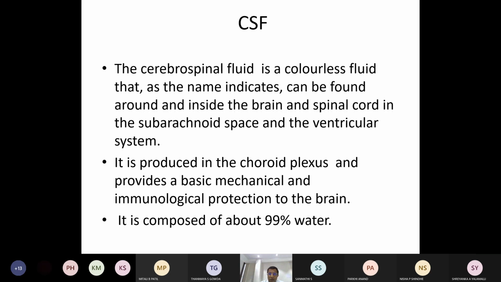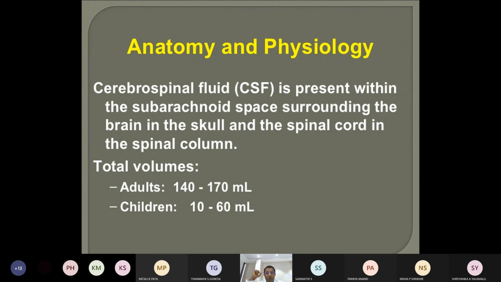Around 500 ml is secreted per day, and every 3 to 4 hours it is resynthesized and circulates about 120 ml. So see this anatomy and physiology. Cerebrospinal fluid is present within the subarachnoid space surrounding the brain in the skull and the spinal cord in the spinal column. The total volume in adults is 140 to 170 ml, and in children 10 to 60 ml.